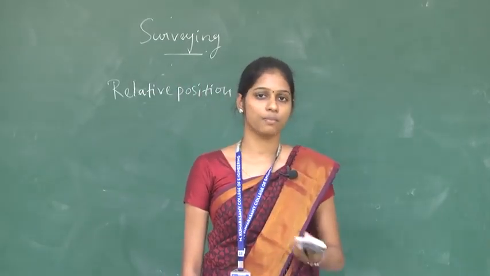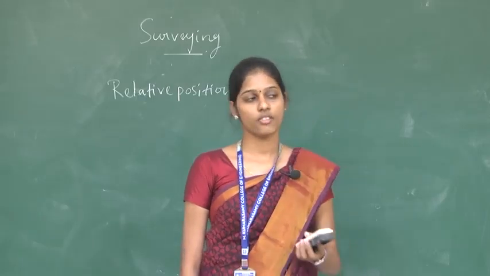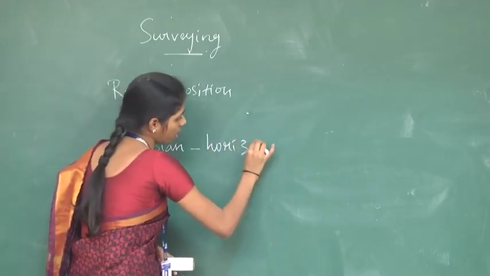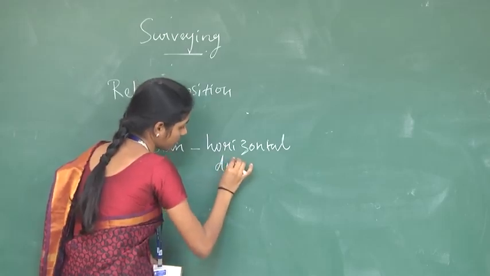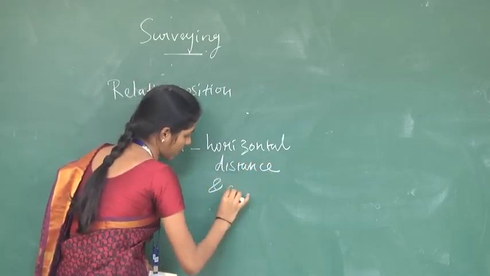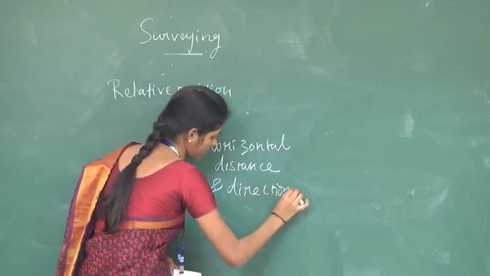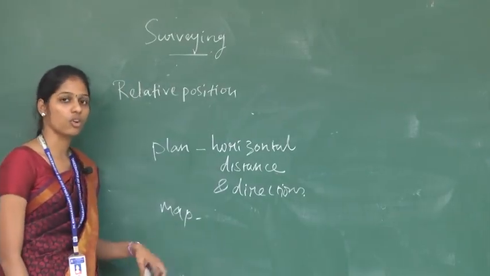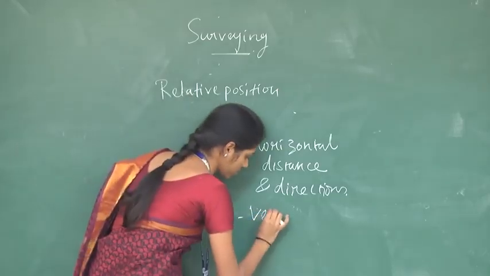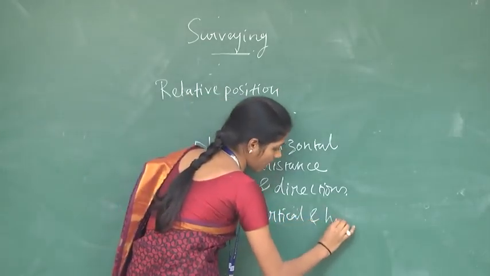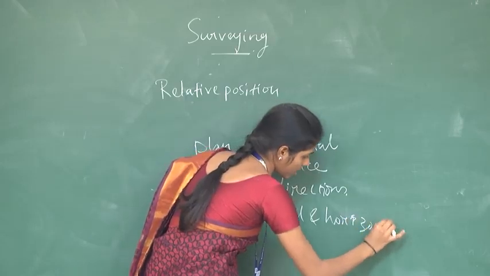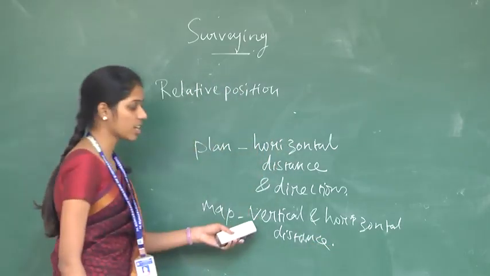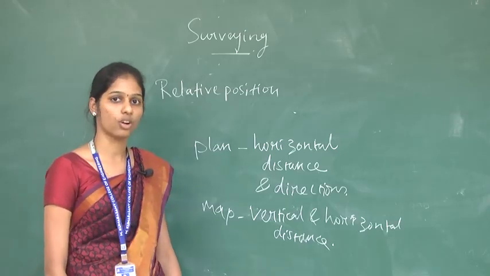What are things to be taken from plan? The horizontal distance and directions. For example, in plan, we can measure the horizontal distance and directions. In map, we can also measure the horizontal distance and also the vertical distance. These vertical distances are taken from the map called contour mapping.